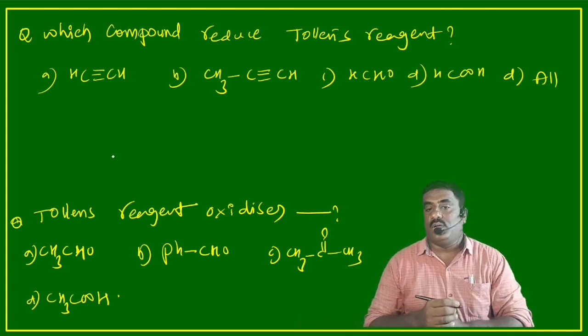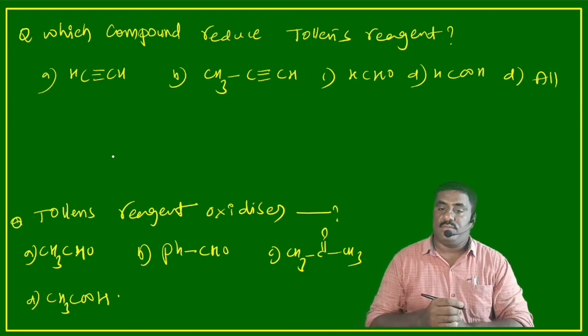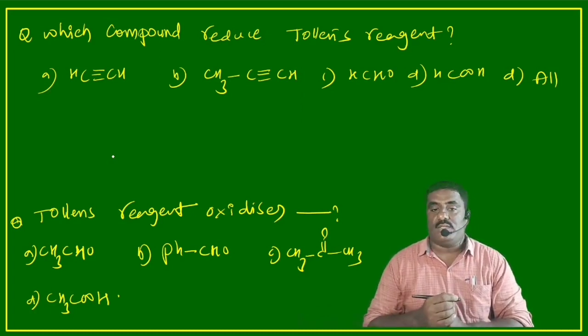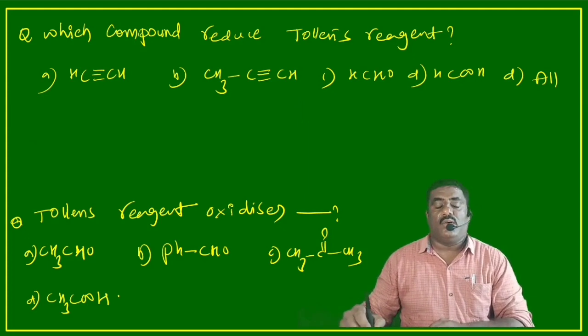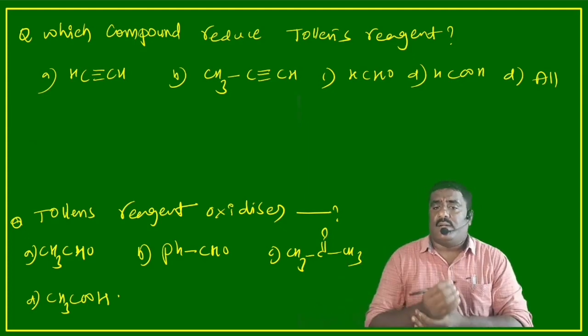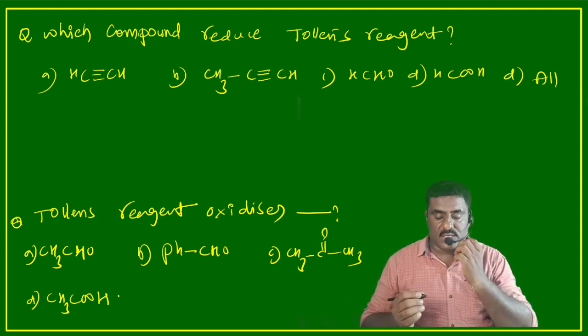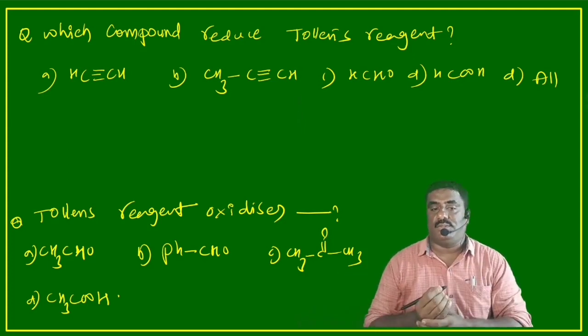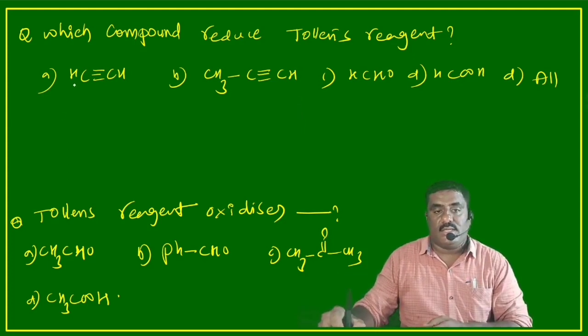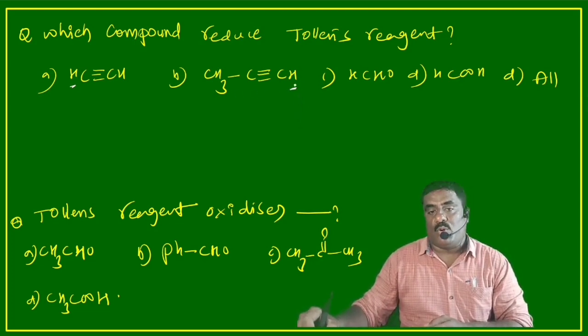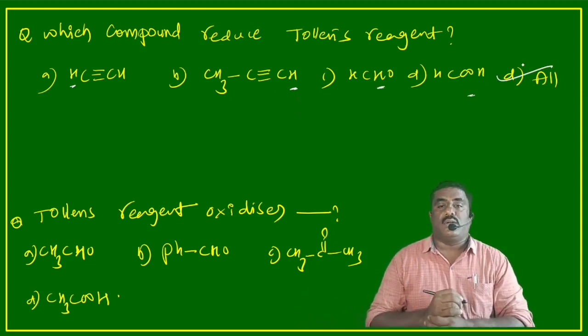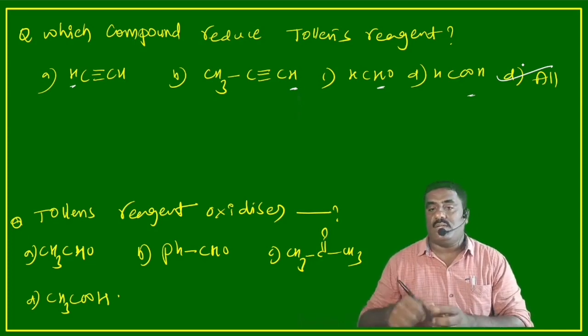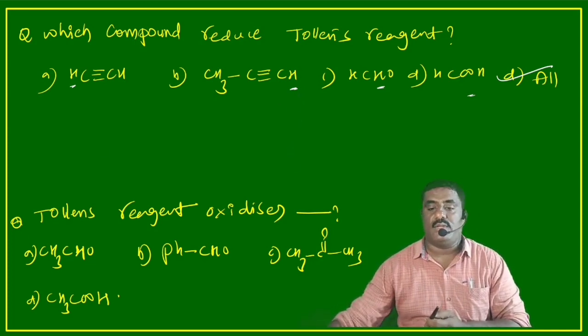Which compound reduces the Tollens reagent? The reason is that compounds with acidic hydrogen reduce it. Acetylene has acidic hydrogen, and propyne has acidic hydrogen. Formaldehyde and formic acid all reduce the Tollens reagent.